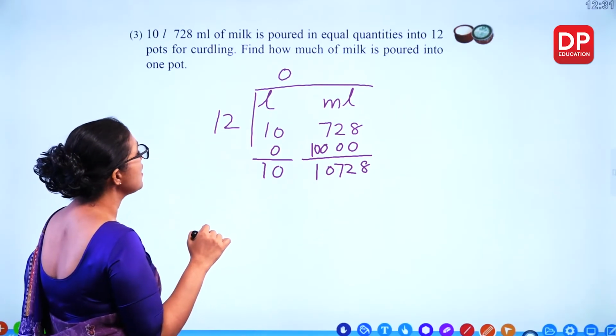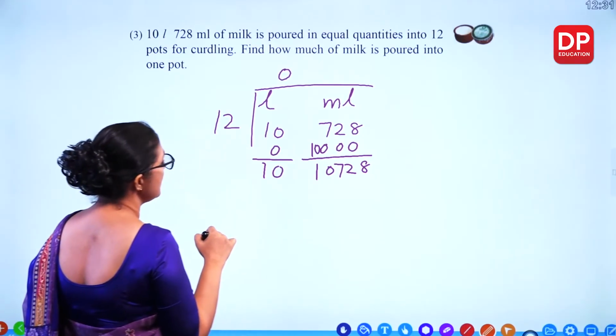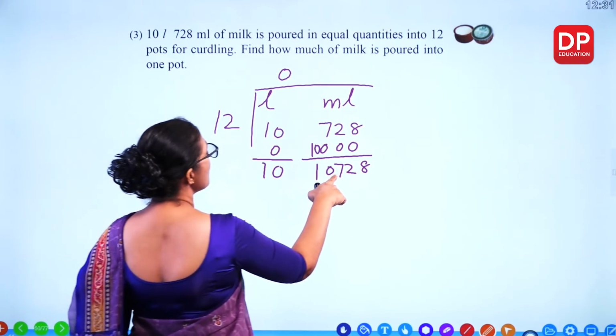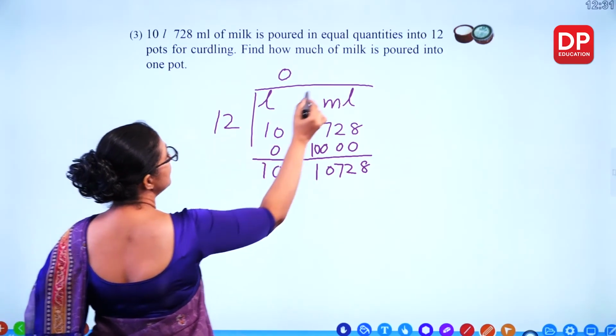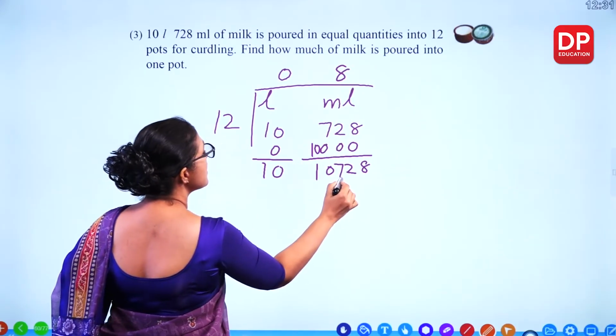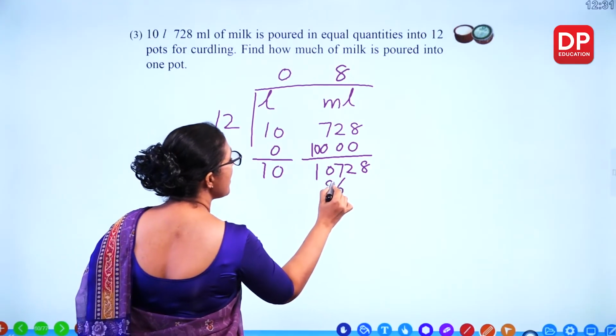10,728. Now divide by 12. 12 times 5, 60. So we'll take 8. That's 8. 8 times 2, 16. 1 remaining. 8 times 1, 8 plus 1, 9.